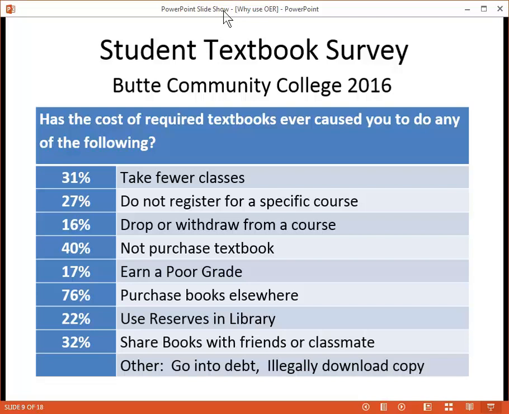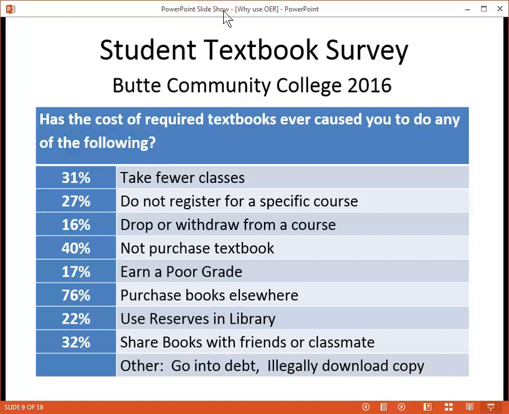In the same student survey, we also asked them more specific examples of, has the cost of textbooks ever caused you to do any of the following? And notice that 31%, so almost a third of students, take fewer classes. So if we're looking at completion rates, success rates, students' ability to finish their degrees and certificates, the cost of textbooks is in fact hindering that.